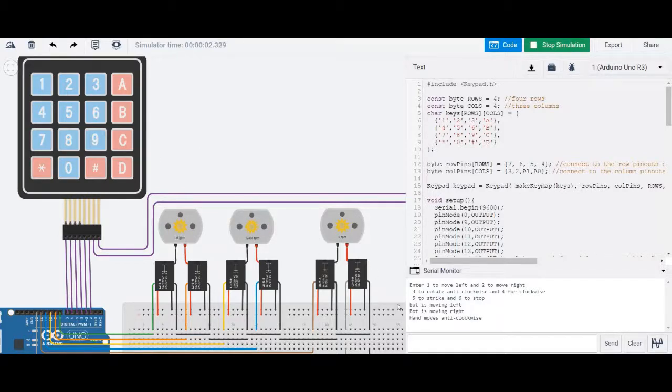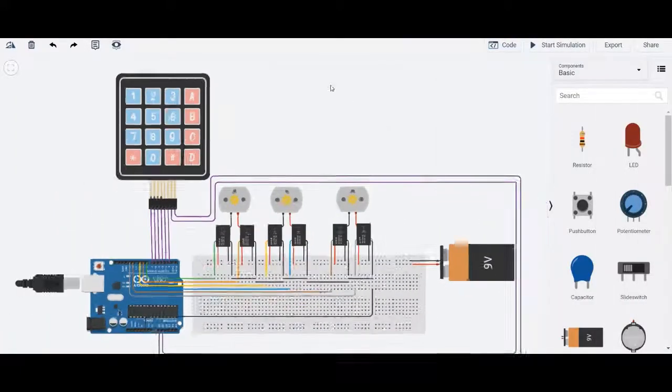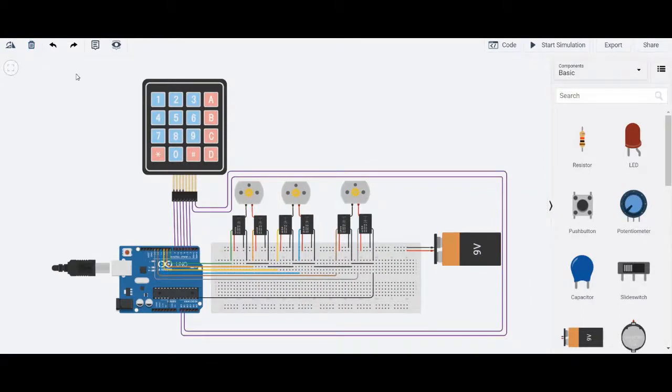And when 3, the hand moves in an anti-clockwise direction, and same as 4, it changes its direction to clockwise. And when we press 5, then the motor strikes, which is the striking unit. And when we press 6, it stops. All the motors stop, and this is how our model works. Thank you. This was all about our course project, Carom Bot.